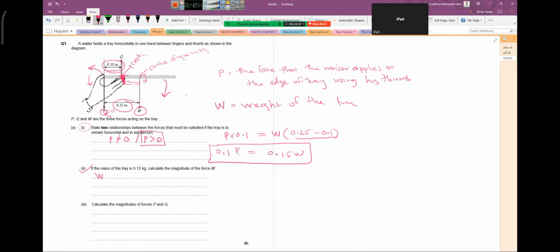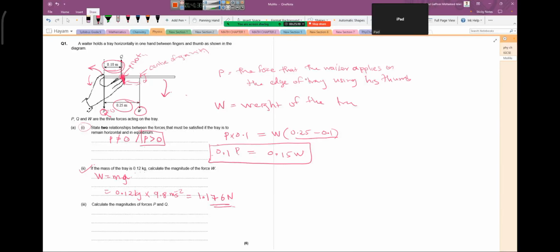W is equal to mass into g, right? So now 0.12 kilogram into 9.8 meters per second squared. So that will give you 0.12 into 9.8 is equal to 1.176 Newton. 1.176 Newton is being applied. Now calculate the magnitude of P and Q, right?